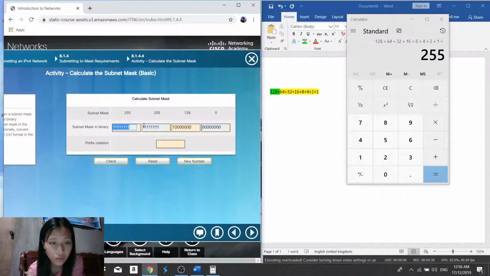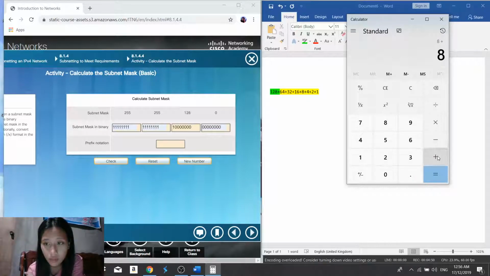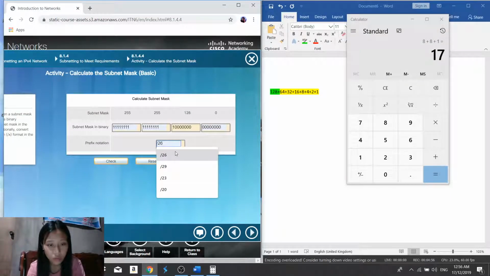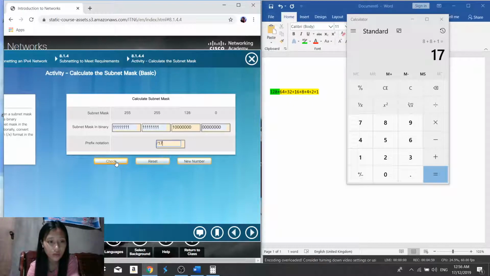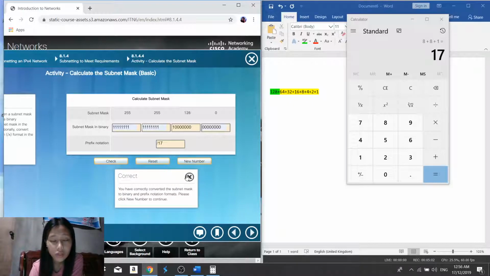And then for the prefix mask, I'm going to add this 8 and this 8 and this 1. This has a total of 8, this has a total of 8, all the prefix notation, which is the 1s, and this is 1. So 8 plus 8 plus 1 is 17. So it has a 17 prefix notation, so it is correct. How we get the 17 is 8 plus 8 plus 1. All these 1s are the prefix notation, so you just add them to get the prefix notation and put it in here.